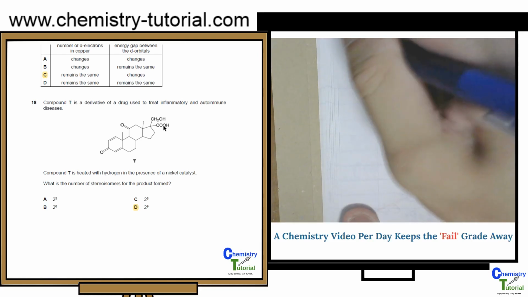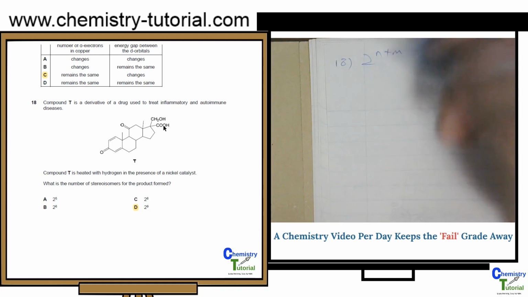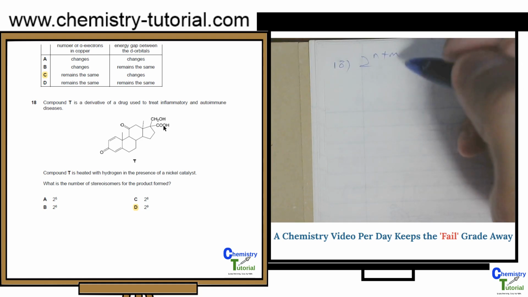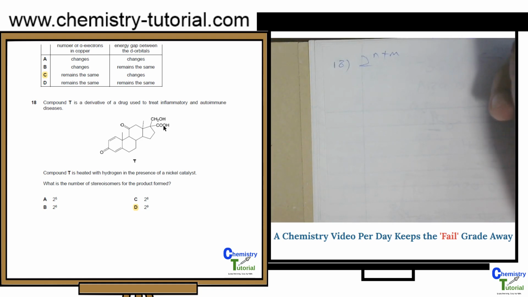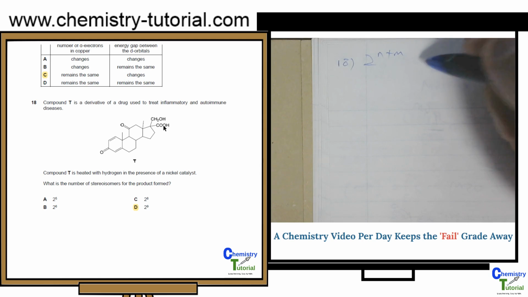2 to the power of n plus m. It doesn't matter which one refers to which one. One of them refers to the number of alkenes that can exhibit cis trans. The other one represents the number of chiral carbons that can exhibit optical isomerism.